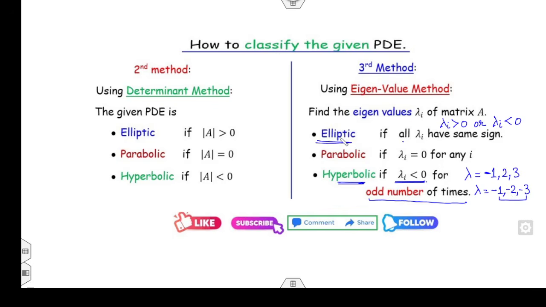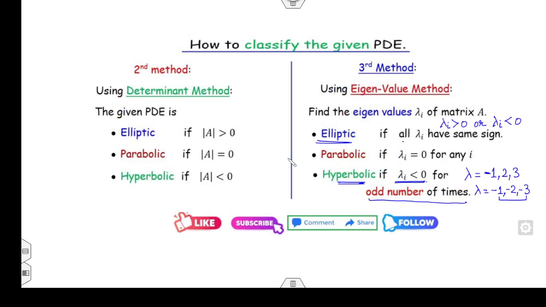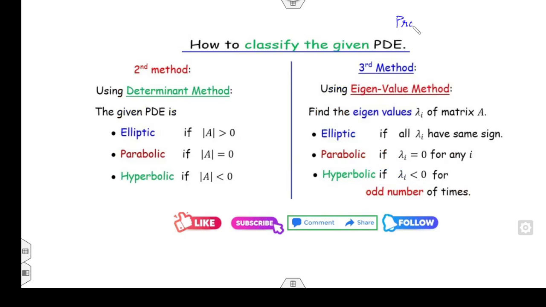But if you ask, sir, what about this case? Fine. For that case I will tell you one important remark. Ultra hyperbolic is a very new concept for you. It is ultra hyperbolic only when the eigenvalues are negative an even number of times, like -1, -2 and 3. Fine. And one more thing to note: you all know that whenever you find the product of the eigenvalues, it equals the determinant of the matrix.